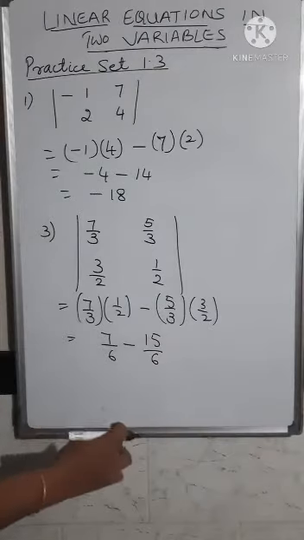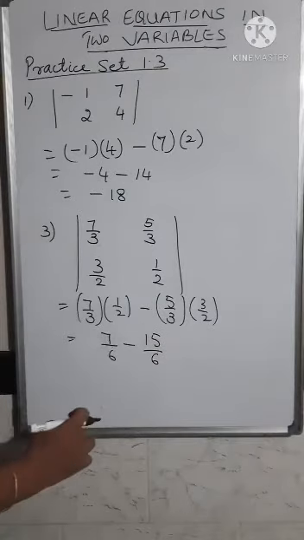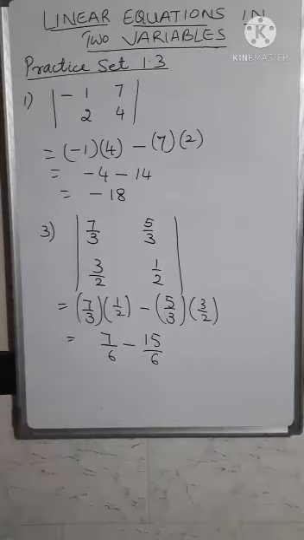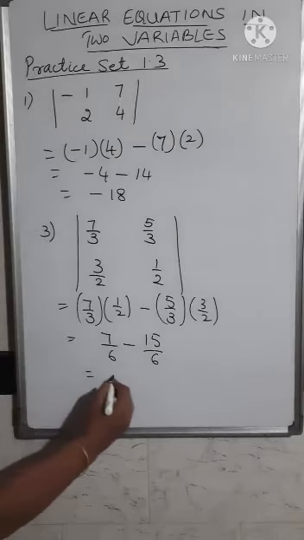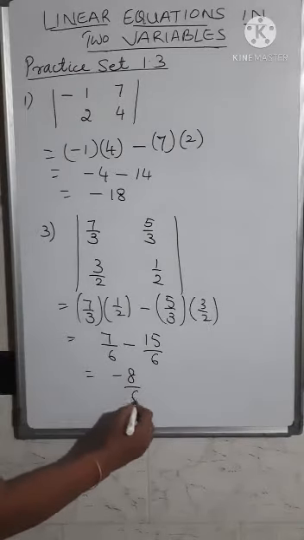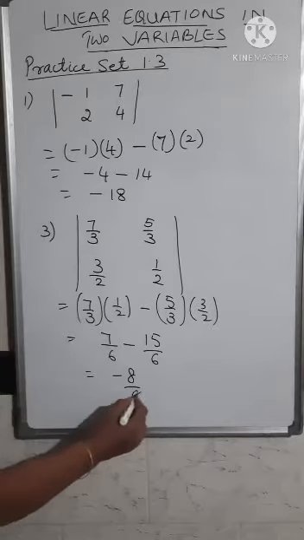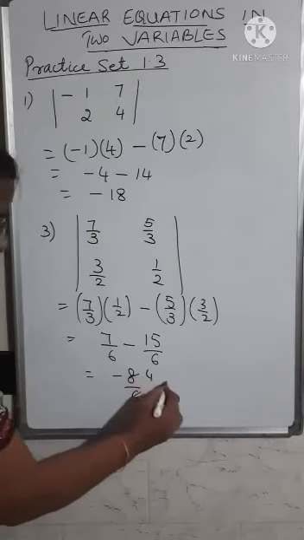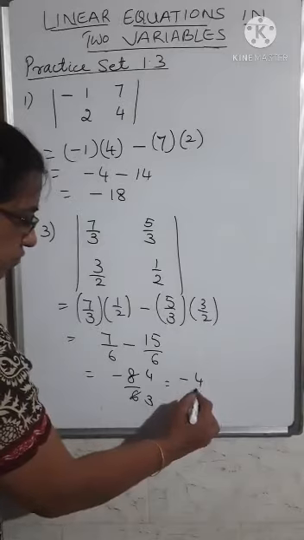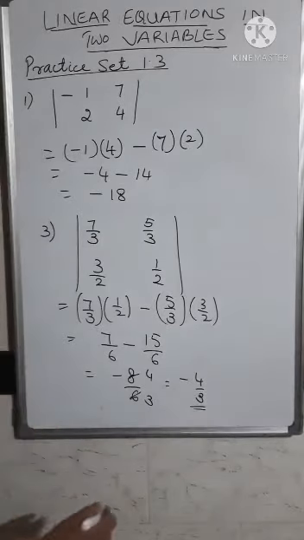Now here denominators are the same, so directly you can simplify the numerator. So when you simplify the numerator, you get 7 minus 15. One is positive and one is negative, so you have to subtract and put the sign of the bigger number. So you will get -8 upon 6. You can cancel and write it in the simplest form. 2 3s are 6, 2 4s are 8. So the answer will be -4 upon 3. So this is how you find out the value of the determinant.